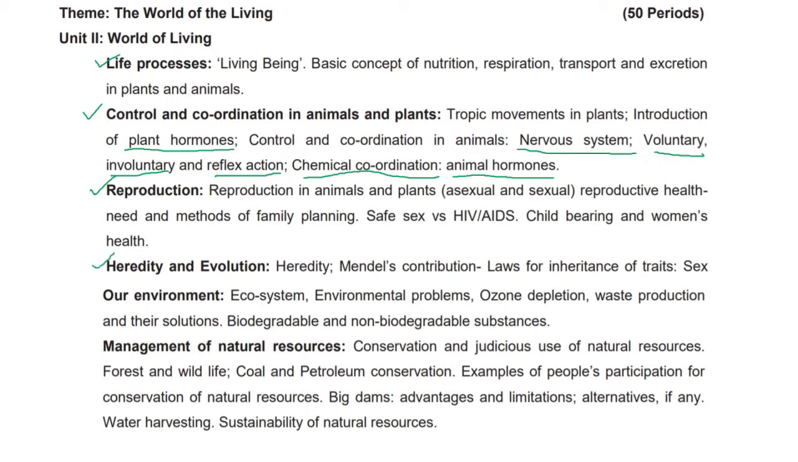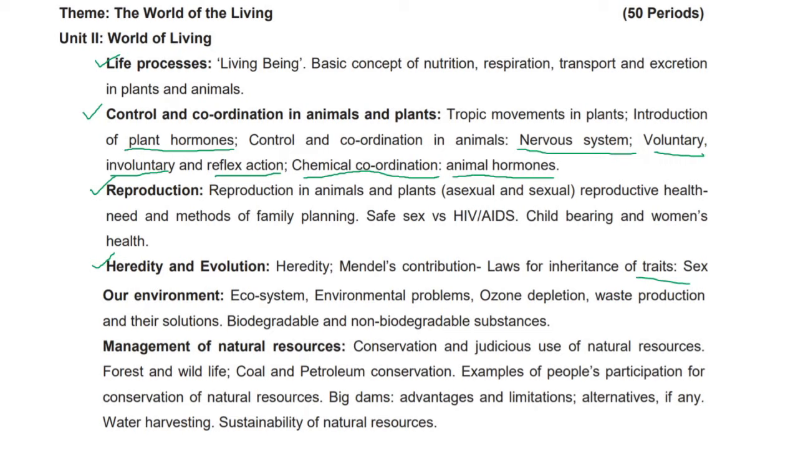The last chapter of this particular unit is on heredity and evolution. So this is a chapter where we will learn about genetics, classical genetics. Here we will talk about what does the term heredity means. We will talk about the father of genetics and his work, that is Mendel's and his work, his contribution towards the understanding of genetics. We will also talk about monohybrid, dihybrid cross and the different laws of inheritance as proposed by Mendel, that is the laws of inheritance of traits.